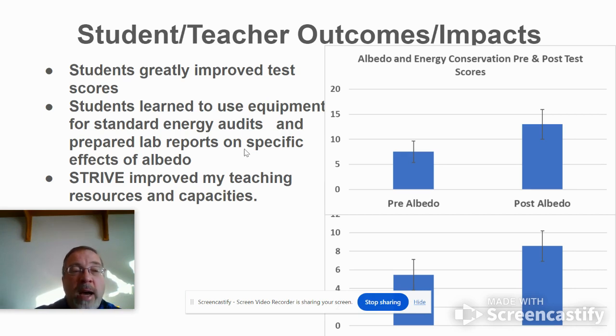So Strive allowed me to significantly expand my hands-on teaching ability in the classroom through the provision of resources by the Strive grant, and it's allowed me to teach students real-world examples and help them learn about what's going on in the industry and the jobs that are available.